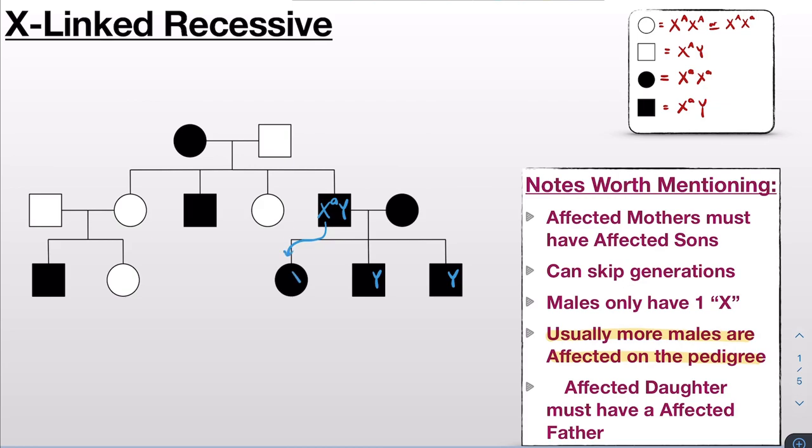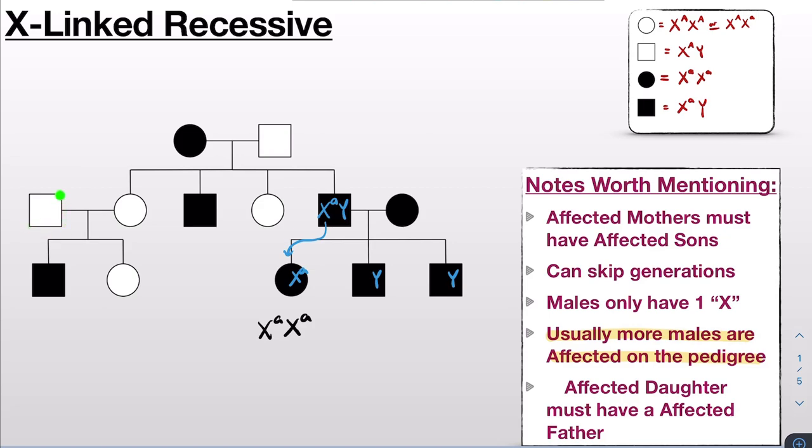So she is always going to have that X with a little a from him. No matter what, doesn't matter how many daughters he has, they will always have that X with a little a. So any affected daughter has to have X little a, right? Because we said that right here. And one of the X's has to come from the dad. So if he is unaffected, then you can't actually have an affected daughter.